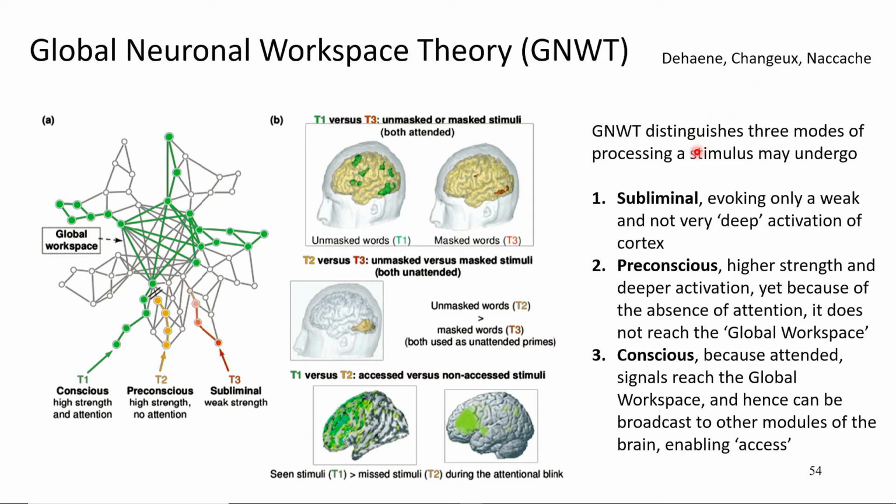They also make a distinction between what they call subliminal, in the sense that you have some activation of a few visual areas, say, but it's fairly weak, maybe only feed-forward. And then something which they call preconscious, which is recurrent, but not all that strong activation, somewhat higher than this, of say a few visual areas. But in their view, it's only conscious when it's attended and reaching this global workspace, enabling broadcasting to other modules of the brain, and also enabling a process that they call access.